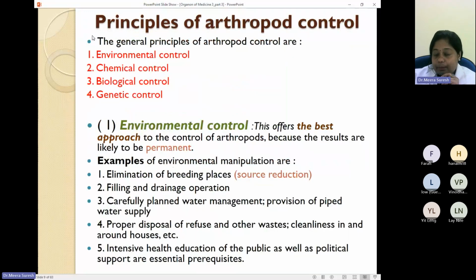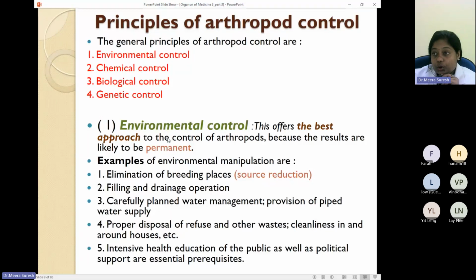So what are the basic principles of arthropod control? The general principles are actually four types of control we can do for arthropods. The first one is environmental control. The second is chemical control. The third is biological, and also genetic control.